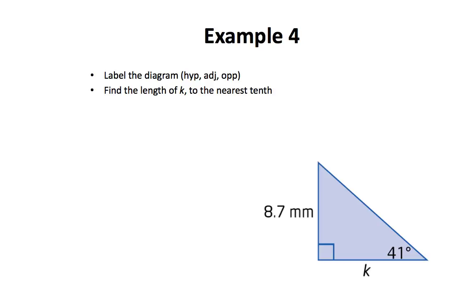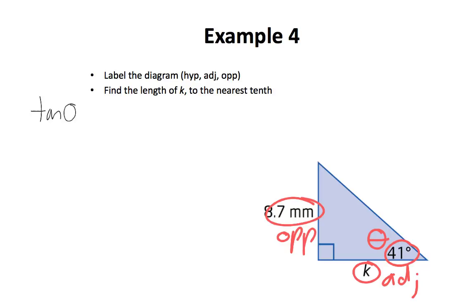In our fourth example, we want to find the length of k to the nearest tenth. First thing you want to do is label your diagram. This angle is 41 degrees. I'm going to relabel it theta. That would mean the side labeled k is adjacent to theta, and the side labeled 8.7 millimeters would be opposite to theta. The trig ratio, which contains opposite and adjacent, is tan theta. So let's write tan theta is equal to opposite over adjacent.